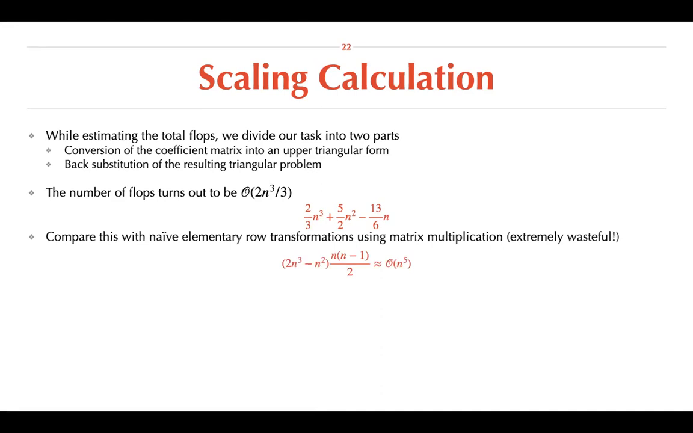You can also compare it with naive elementary row transformations, because that will involve multiplying matrices together. But that has even worse scaling: it goes as n⁵. Since this is extremely wasteful, we will not use this method. We will only be dealing with Gauss elimination, or a variation of Gauss elimination.